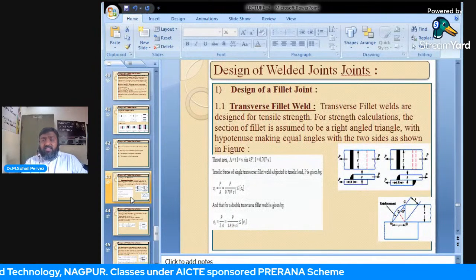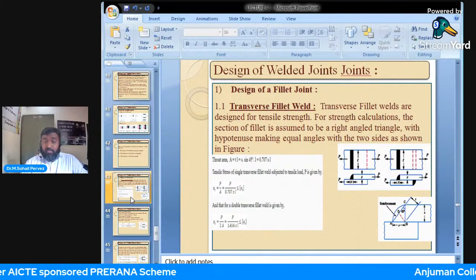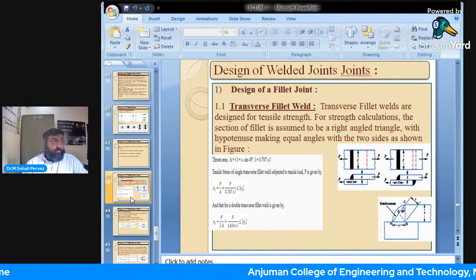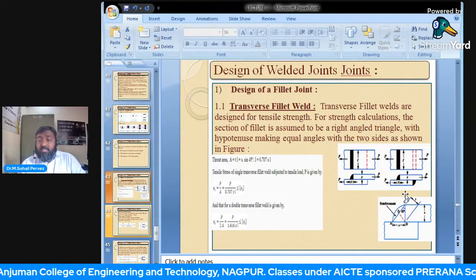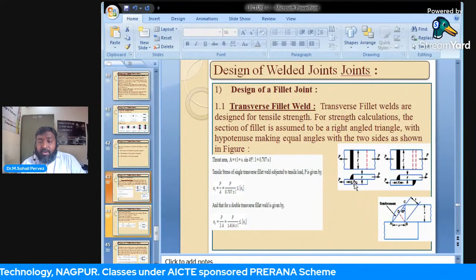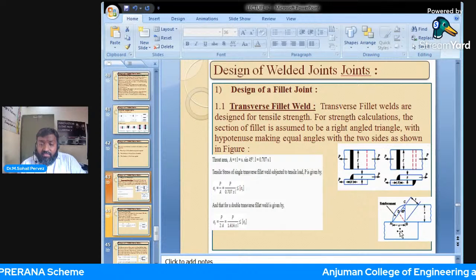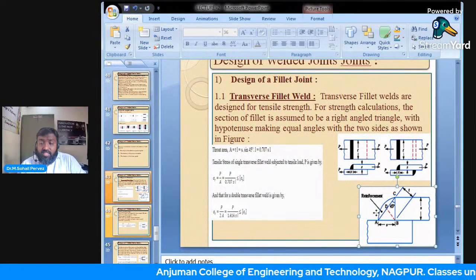Let's look at the design of a fillet weld. Now see, sorry, transverse fillet weld. Now the geometry is very important. Just try and understand this fact. Say this is a single lap or fillet joint. This is a double fillet joint, double lap or fillet joint. Now we have enlarged this area for the sake of understanding.